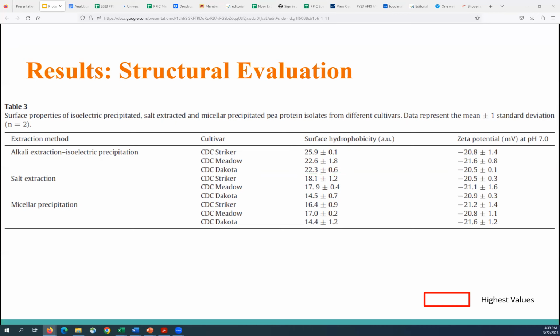Zeta potential. We learned from the class that zeta potential is not always negative. Under these conditions of pH, electrostatic repulsive forces between neighboring proteins in solution would be expected to be low, leading to a possible increase in protein-protein interaction and aggregation. The surface charge for all proteins, as you can see, was similar regardless of the method of extraction or cultivars. The value is around minus 21 millivolt.